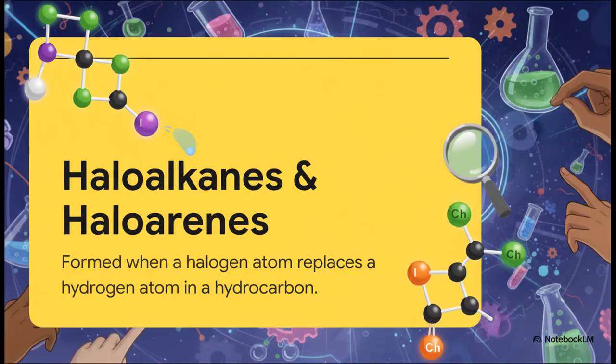Okay, so the basic idea is actually super simple. You take a regular hydrocarbon, think of it as a basic Lego structure, then you just pop off a hydrogen atom and snap on a halogen atom instead. And boom, you've just made a haloalkane or a haloarene. It sounds like a tiny change, but trust me, it opens up a whole new world of possibilities.